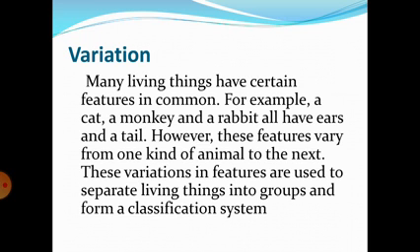Variation. Many living things have certain features in common. For example, a cat, a monkey, and a rabbit all have ears and a tail. However, these features vary from one kind of animal to the next. These variations in features are used to separate living things into groups and form a classification system. So basically, variation refers to the noticeable changes that occur between organisms of the same species.